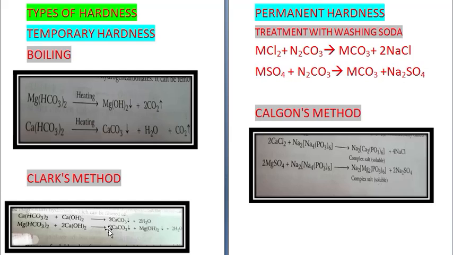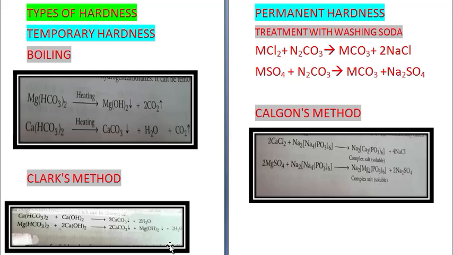It gives you 2CaCO3 plus 2H2O. Similarly, magnesium hydrogen carbonate, Mg(HCO3)2, plus 2Ca(OH)2 gives you 2CaCO3 plus Mg(OH)2 plus 2H2O. So in this way the temporary hardness can be removed.